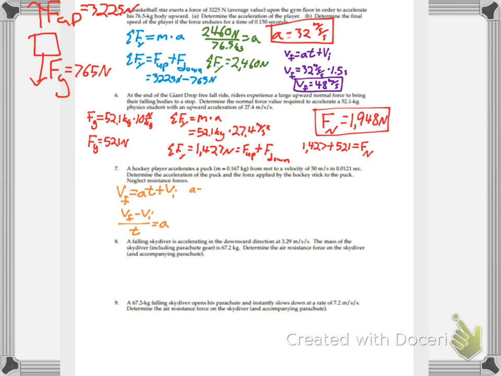So now our acceleration is our final velocity of 50 meters per second minus our initial velocity of 0, divided by our time, which is a very, very short amount of time, 0.0121 seconds. By dividing 50 by 0.0121, we get an acceleration of 4,132 meters per second per second.